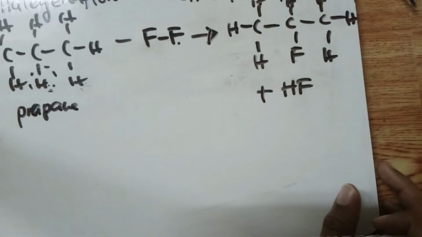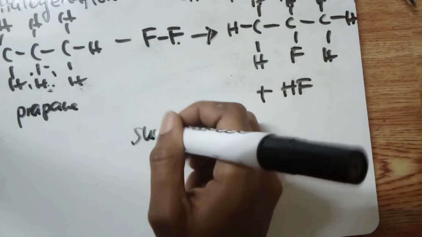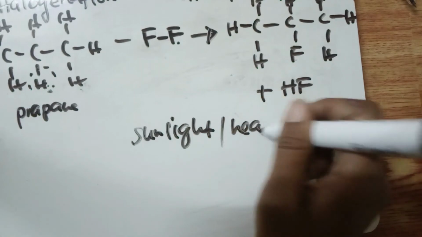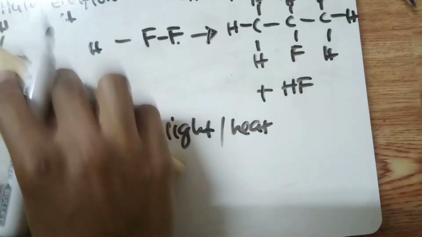Some of the reaction conditions for this type of reaction is that it needs to take place in the presence of sunlight. So there must be sunlight or at least heat. You might be asked to give the reaction condition for halogenation of alkanes in a question, right? And then the second type of reaction that you're going to be focusing on is hydrolysis.